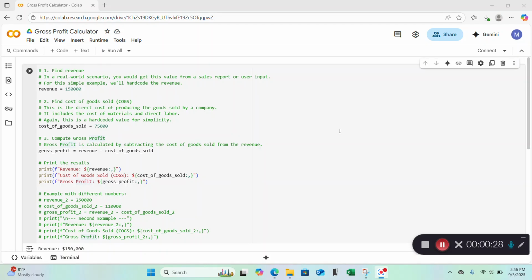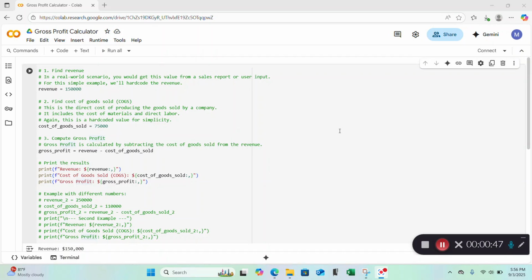Secondly, we're given our cost of goods sold, which is really just the direct cost of producing the goods that a company does sell. Then also include your cost of materials and direct labor. For example, in this problem, just for simplicity, I decided to use 75,000 as a value.